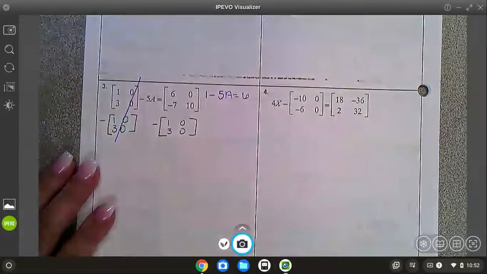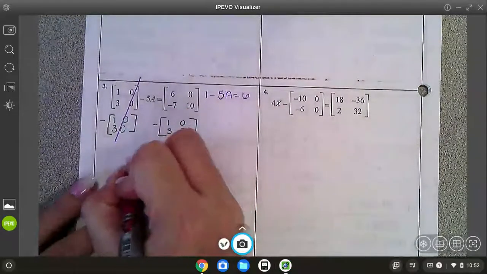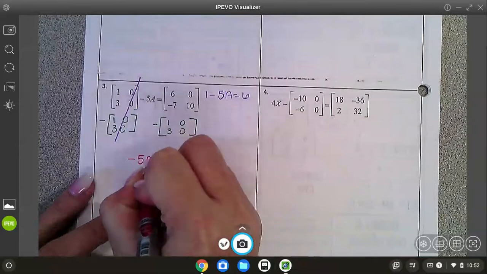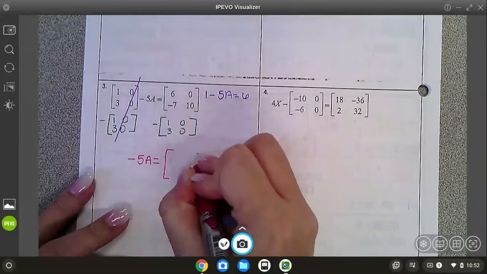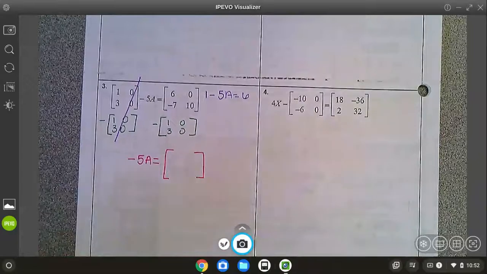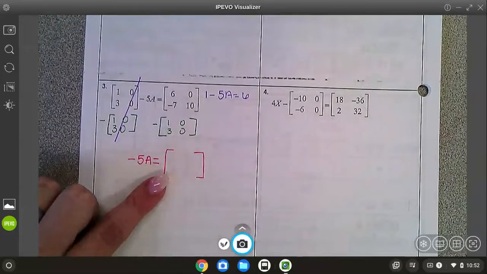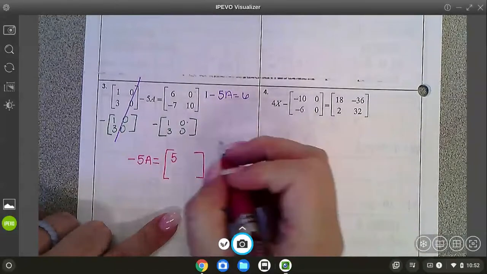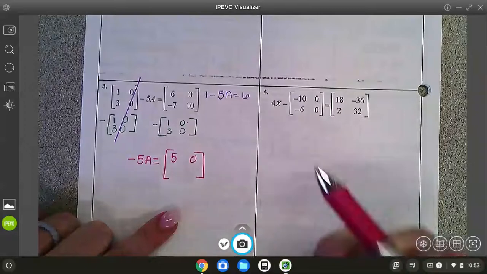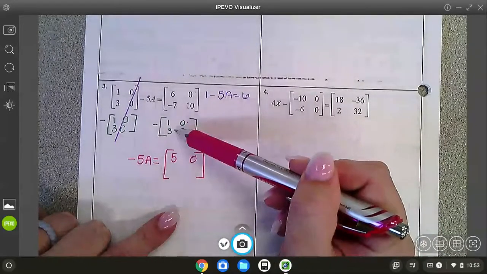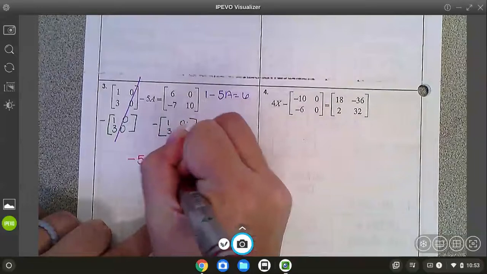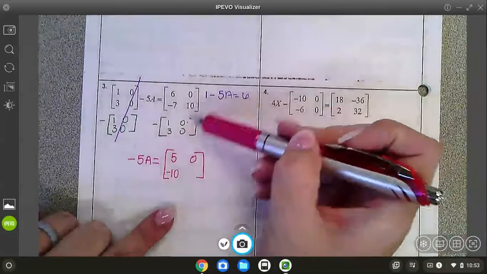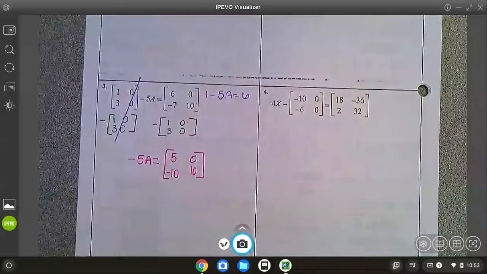So those would cancel, leaving us with -5a equals 6 minus 1 is 5. 0 minus 0 is 0. -7 minus 3 is -10. 10 minus 0 is 10.